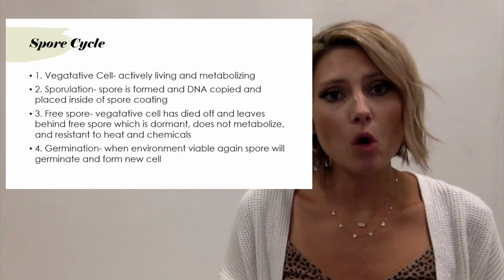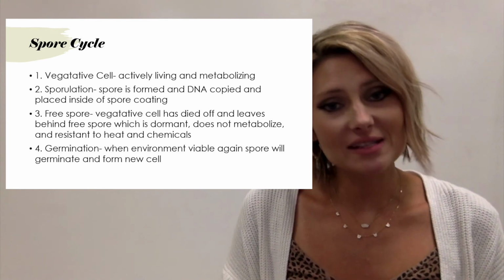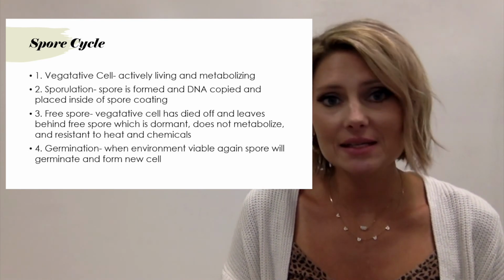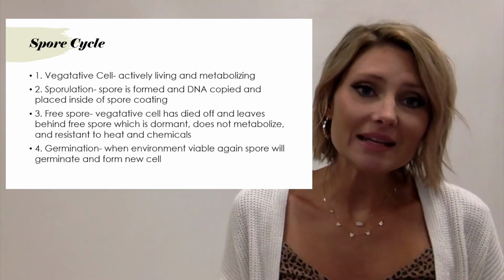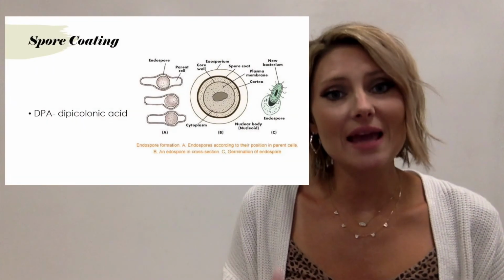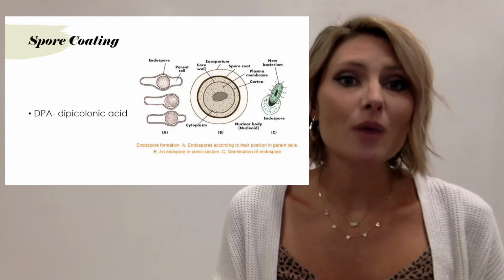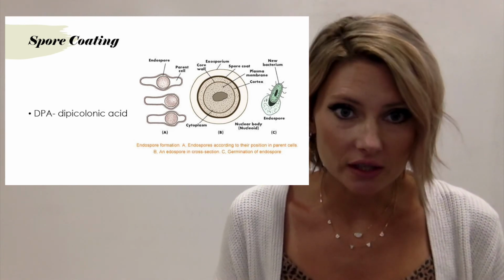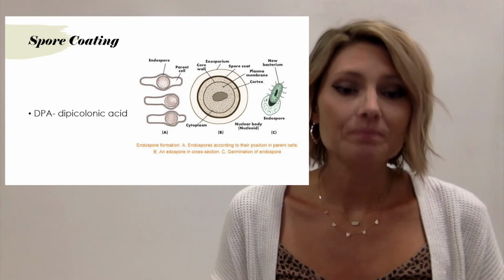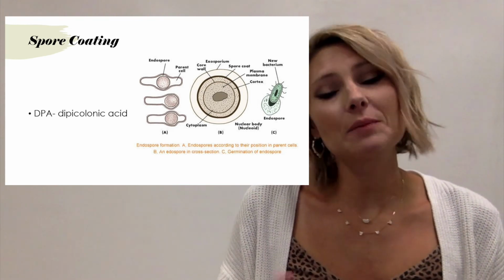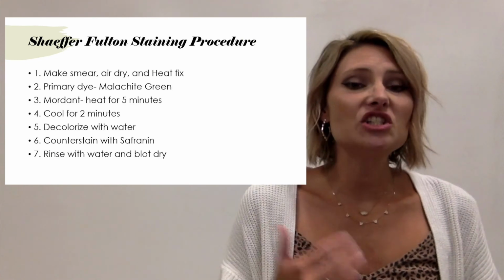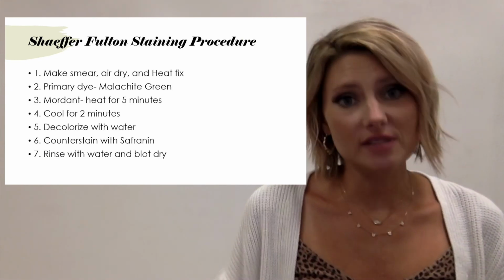Since these spores are resistant to most chemicals and heat, we have to use a special staining technique to be able to stain them. The spore coating is made of what we call DPA, dipicolinic acid, and it's very, very strong. And that's what makes the spore coating so resilient over a long period of time. So, of course, when we're doing these stains, simply applying the stain and letting it set is not going to be enough. So, the stain that we're going to perform today is called the Schaefer-Fulton stain, a spore stain.